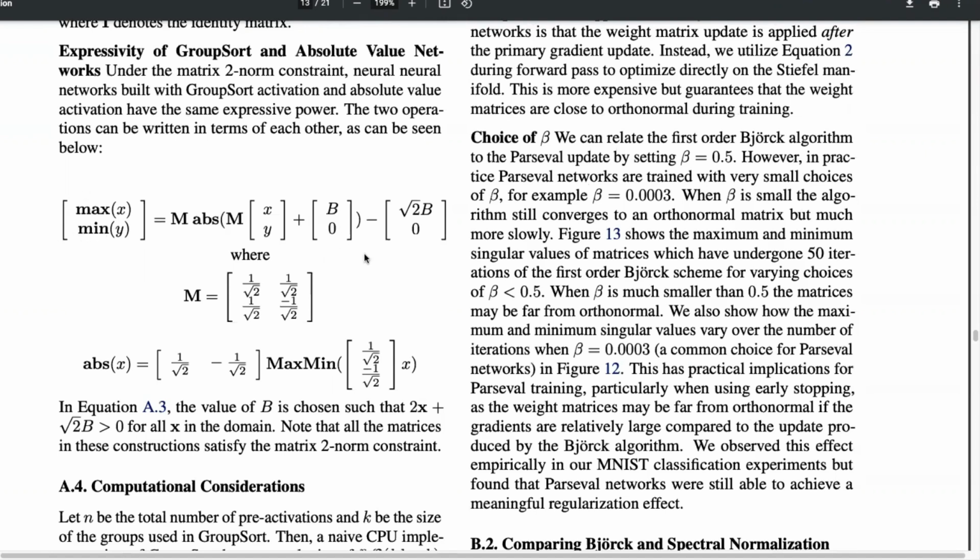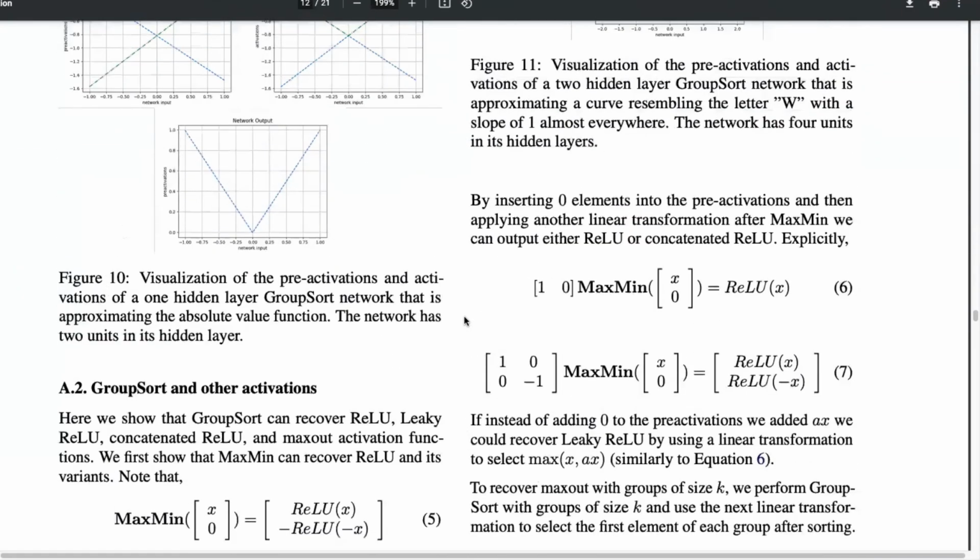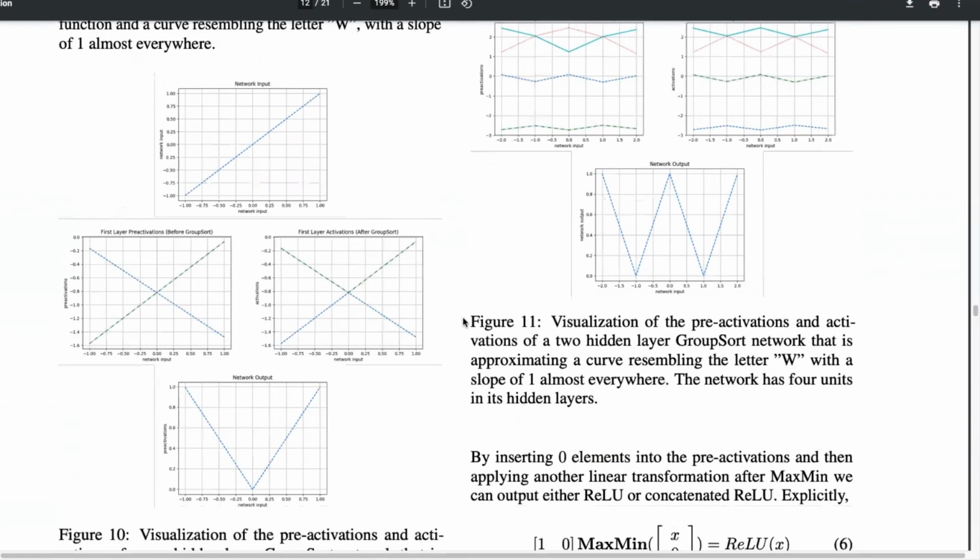I'll be honest, I've looked at this for a little while. I didn't quite get it. Seems like it's correct though. They can learn the absolute value. It can be the same thing as absolute value nonlinear activation.